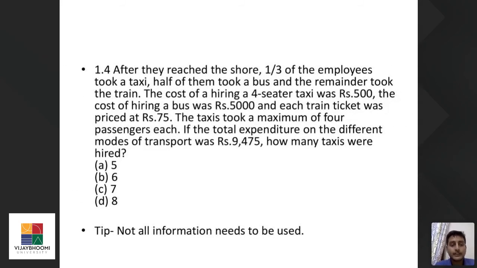After they reached the shore, one third of the employees took a taxi, half of them took a bus, and the remainder took the train. The cost of hiring a four-seater taxi was 500. The cost of hiring a bus was 5,000, and each train ticket was priced at 75. The taxis took a maximum of four passengers each. If the total expenditure of the different modes of transport was 9,475, how many taxis were hired?